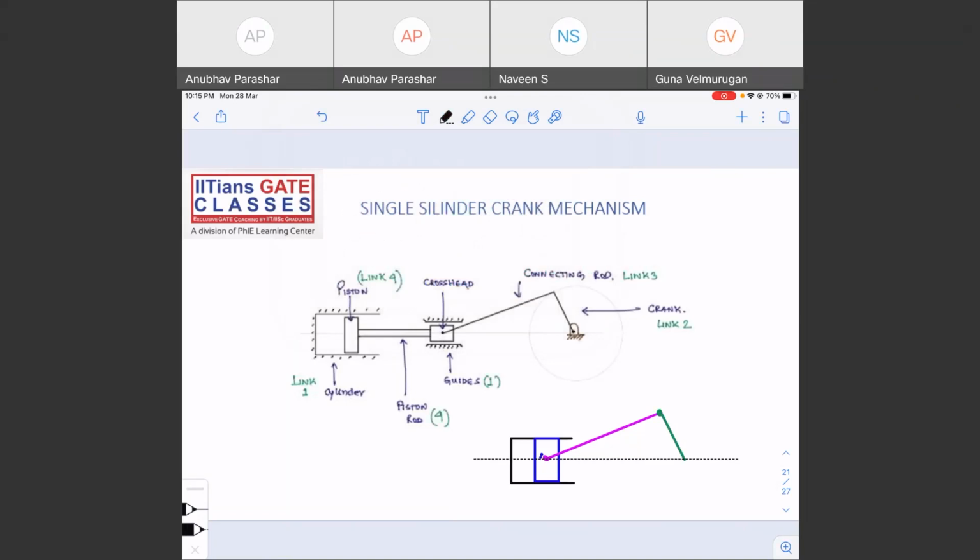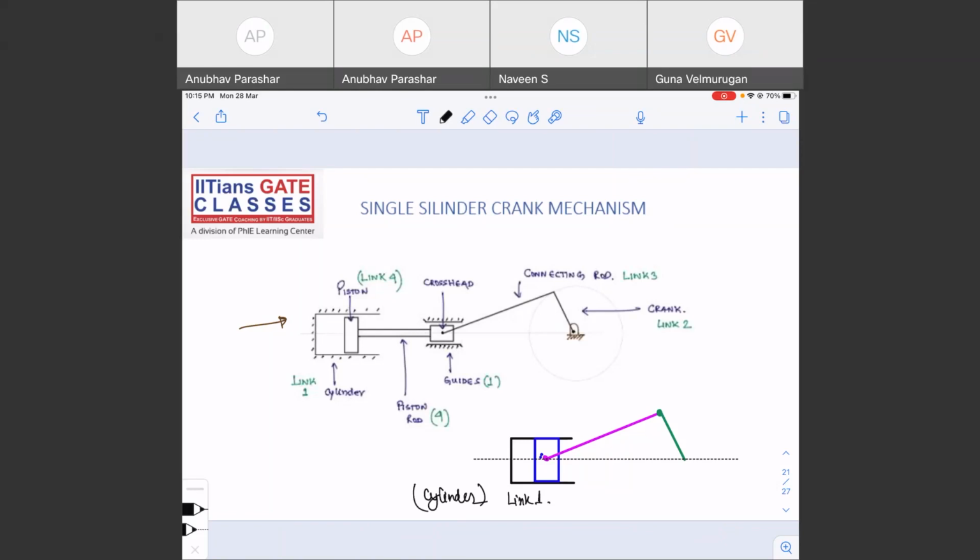Right, so I'm not getting into this figure, okay? Because it will again take another say 10 minutes to explain all these things. So the cylinder is considered as link 1.